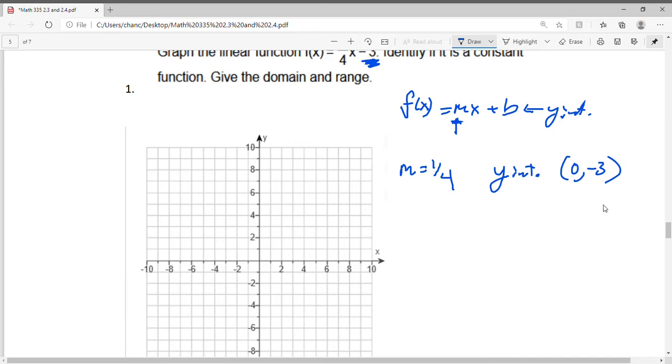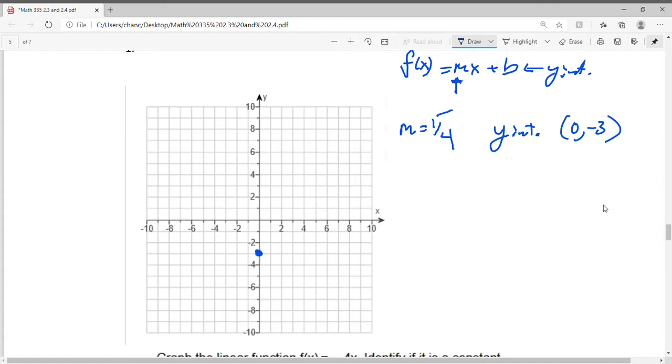Now we can graph the y-intercept first. (0, -3) is here. And then I'll use the slope. The slope represents the rise and the run. The rise is going to tell us we need to go up 1. And the run is 4, so we'll go to the right 4 from there. We'll start at the y-intercept, (0, -3), go up 1, and to the right 4. 1, 2, 3, 4. And all we have to do now is connect these 2 points, and here is our line.